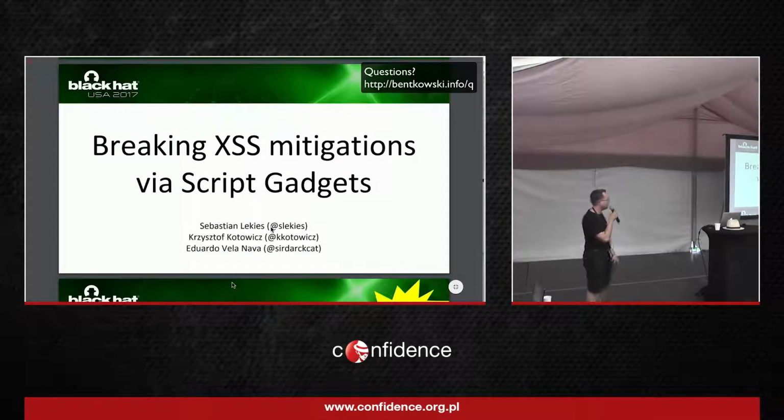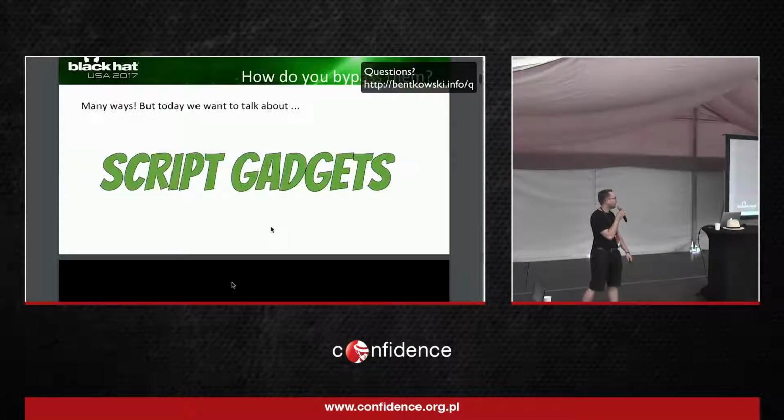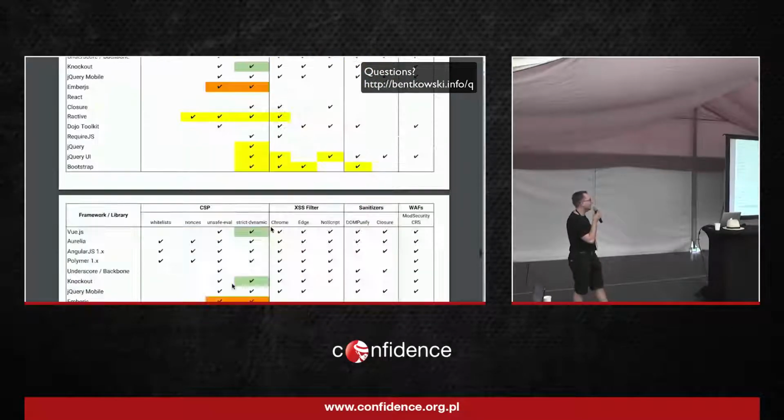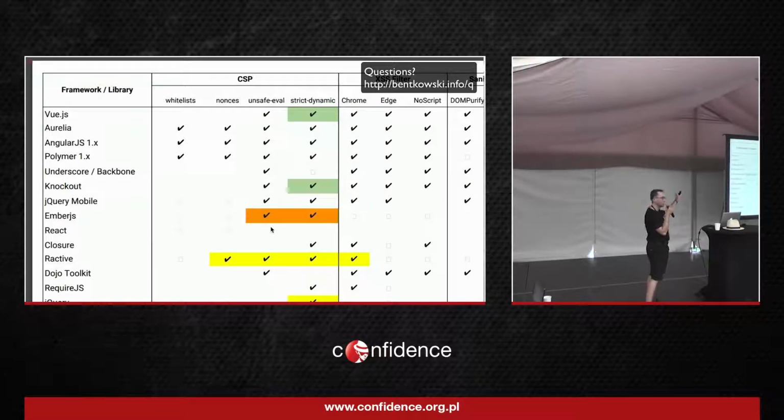Okay, and there was a very interesting presentation called Breaking XSS Mitigations via Script Gadgets by Sebastian Lekies, Krzysztof Kotowicz, and Eduardo Vela Nava. And in this presentation, we could see a table which shows what kind of content security policy you are able to bypass with what popular JavaScript framework. You might have noticed that Google Colaboratory used Polymer. And as you can see, you can bypass just any content security policy when you have Polymer.